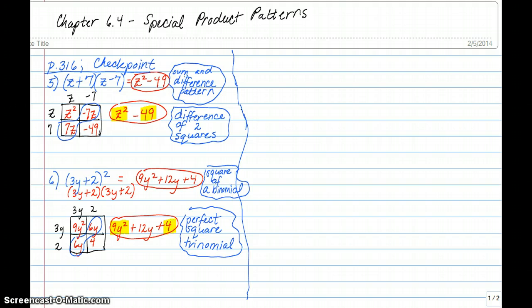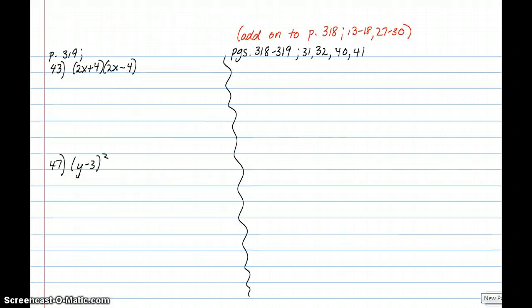Okay, we're going to go ahead and do a couple more examples. On page 319, I'd like you to do 43 and 47, and then I'd like you to turn the recording back on. Please try to think about them in terms of the sum and difference pattern, which gives you the difference of two squares, and in terms of the square of a binomial pattern, which gives you a perfect square trinomial as your product. When you're finished, turn the recording back on.